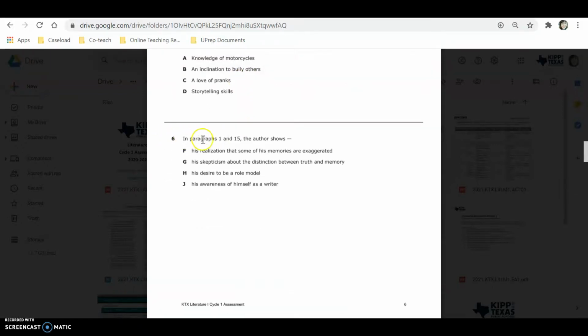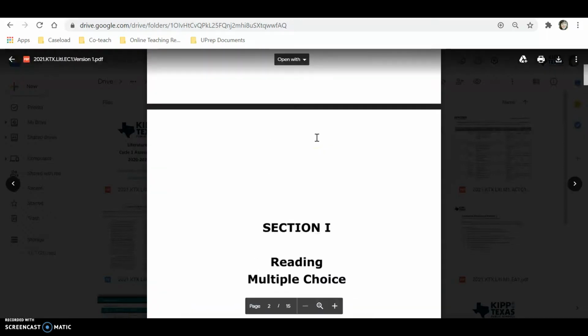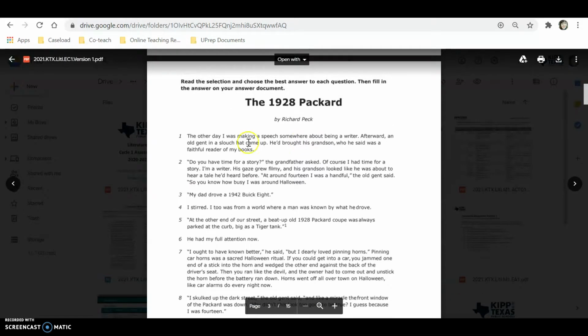Number 6, in paragraphs 1 and 15, the author shows blank. So we need to go back to paragraph 1.